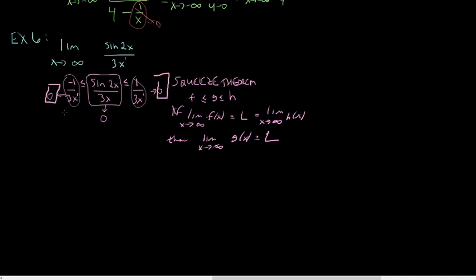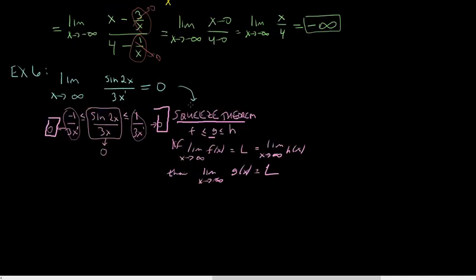It's the same for f of x, which is the negative 1 over 3x, and h of x, which is positive 1 over 3x. And g of x is what's in the middle, the sine 2x over 3x. Well, that also has to go to 0. So by the squeeze theorem, we now know that this limit has to equal 0. Okay, so this was a trickier one because, if you forgot the squeeze theorem, there's really not much else you can do here.